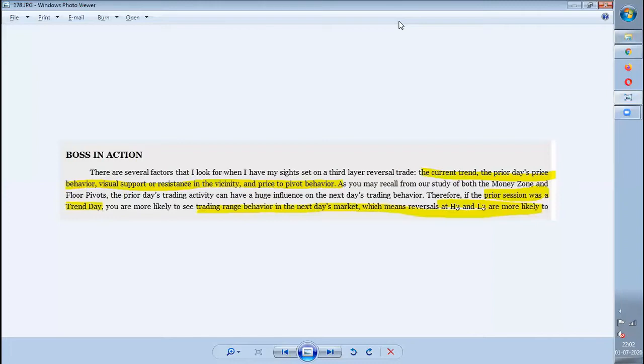Then he expanded the Camarilla equation with H5 and L5, just to define what the target will be after the breakout of H4 and L4. So he has defined H5 and L5 also, and all those formulas and everything are covered in the previous videos.